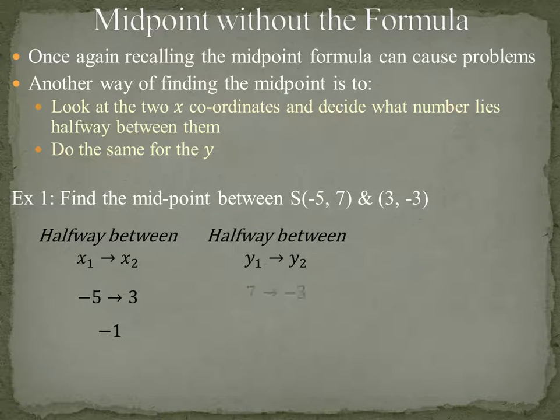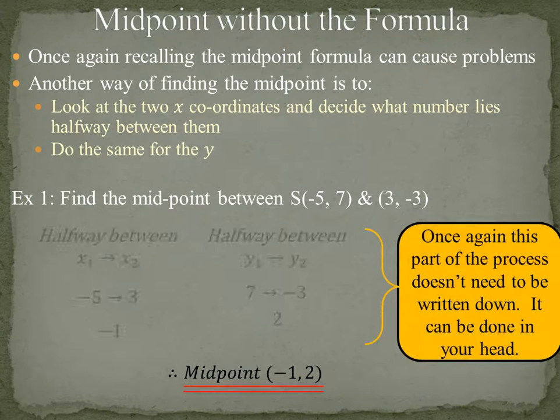Doing the same for the y, what number lies halfway between 7 and minus 3? Well, for those who find this method quite straightforward, it's 2. But you can also, again, look at the difference. The difference is 10. Well, half that difference is 5. So you either move 5 back from 7 to get to 2, or you move 5 up from minus 3. Again, the method is irrelevant as long as you get the midpoint being minus 1, 2. You don't have to show your method. If you can look at two coordinates and work out their midpoint in your head, you can just write it down. Again, do what's best for you and what fits.